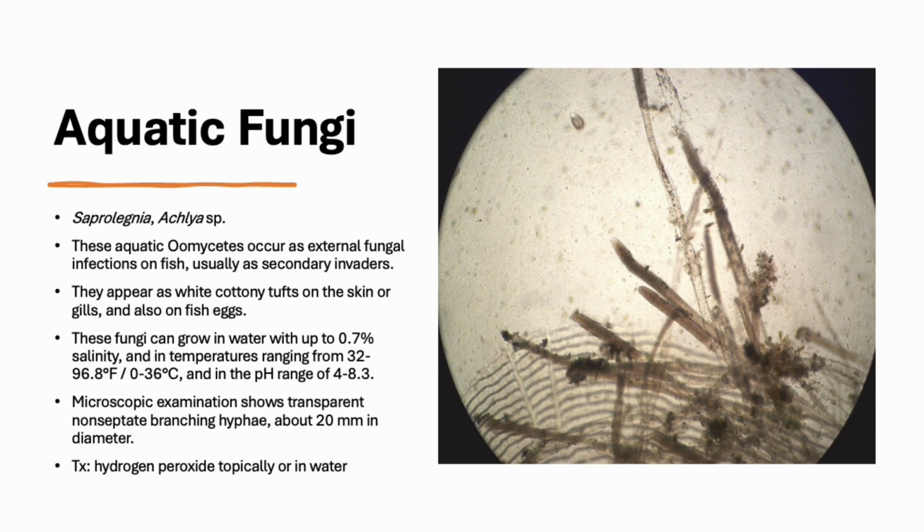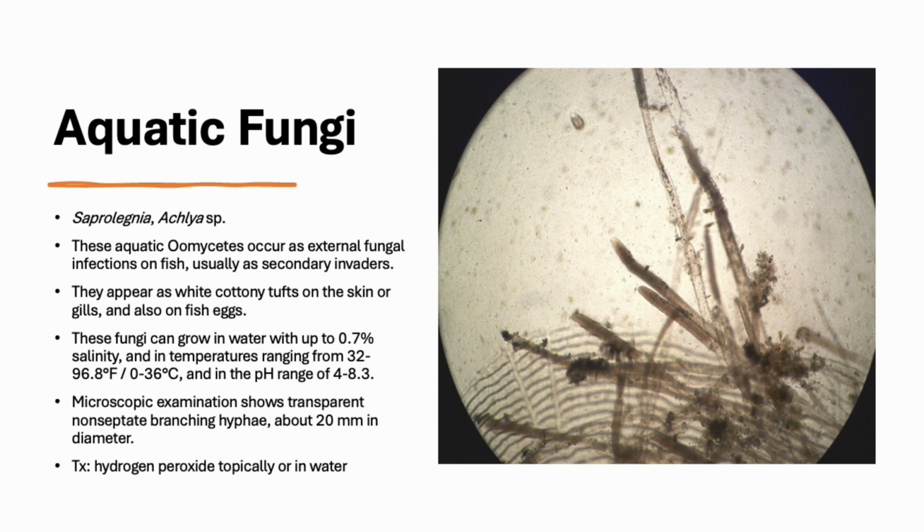So these are often secondary to other types of skin damage or parasites or other injury that can allow the skin to have the fungus start growing on it. They can grow in a variety of temperatures and a variety of salinities, and they have this branching non-septate hyphae. So the hyphae are the filaments, and there are no walls in those filaments going across, called septa, but they do branch into different pieces. So one piece will branch off into two.